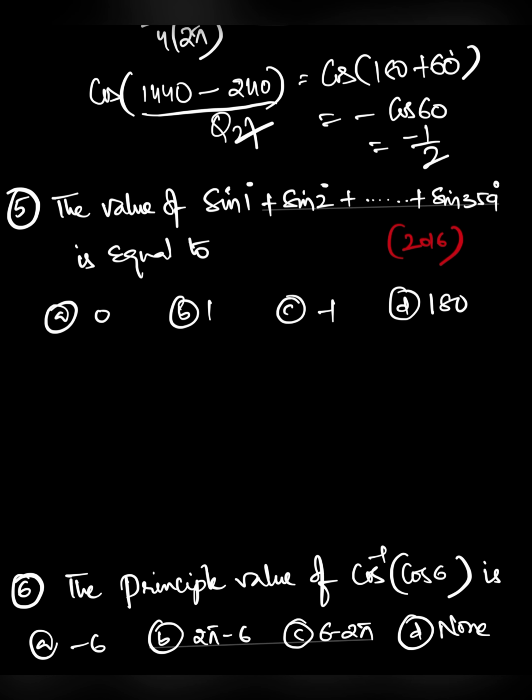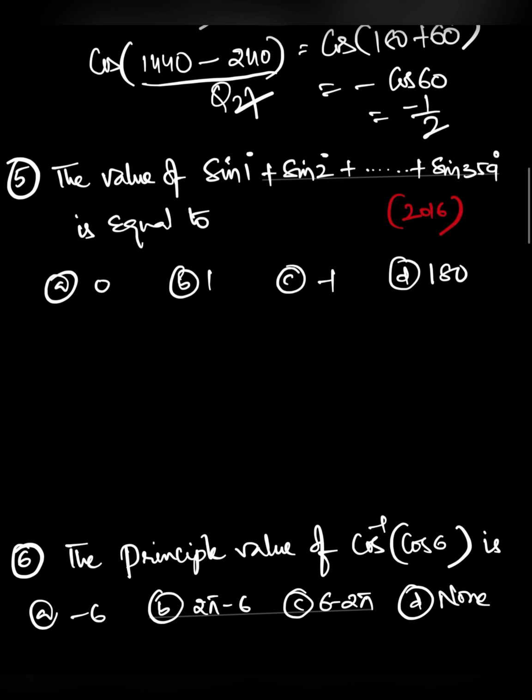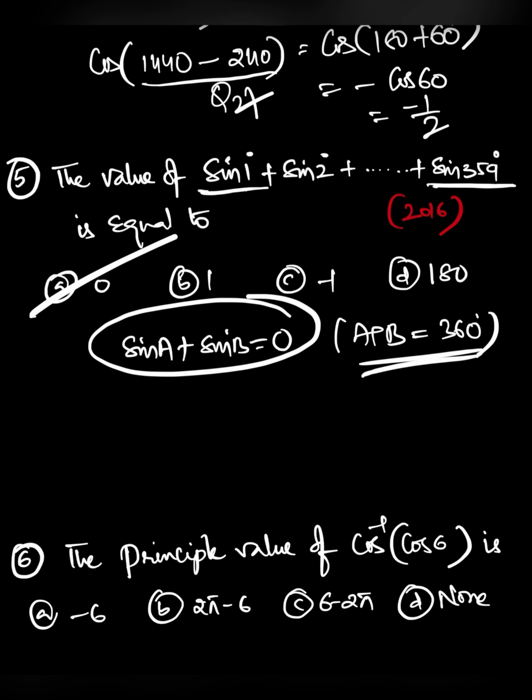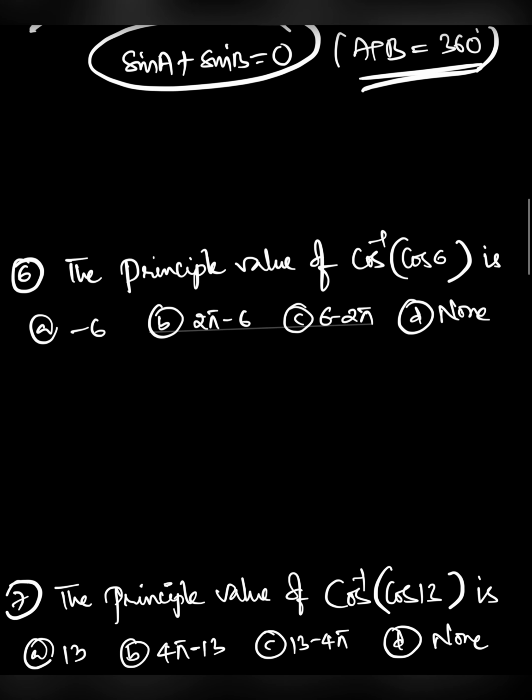Sin 1 plus sin 2 and so on up to sin 359. There is a shortcut here: sin A plus sin B becomes 0 if A plus B equals 360. Sin 1 and sin 359: 359 plus 1 is 360, so A plus B equals 360 and sin A plus sin B is 0. So the whole sum becomes 0. The short trick is sin A plus sin B equals 0 when A plus B equals 360.